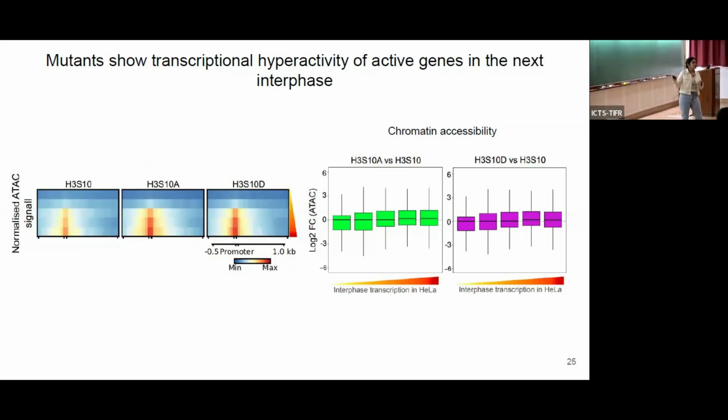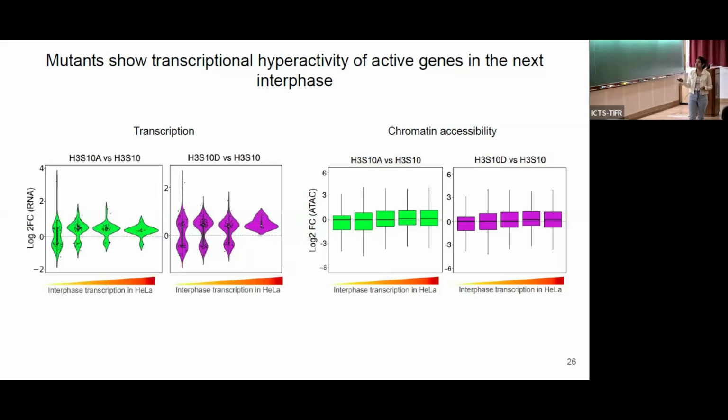Now the data that I haven't put here is, when you divide the genes based on their expression, you see H3S10p being highest on the highly active genes. So we divided the genes based on their expression from low to high. And again, this is subtle, but you see that there is an increase in the accessibility in the next interphase. And this is the plot for the same.